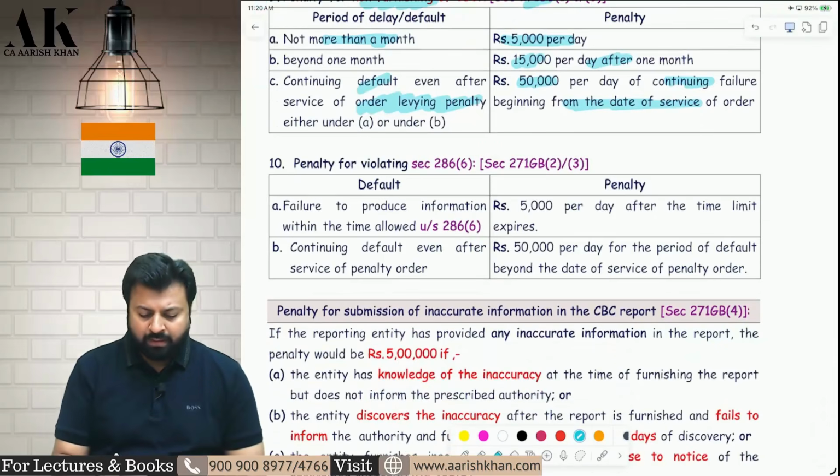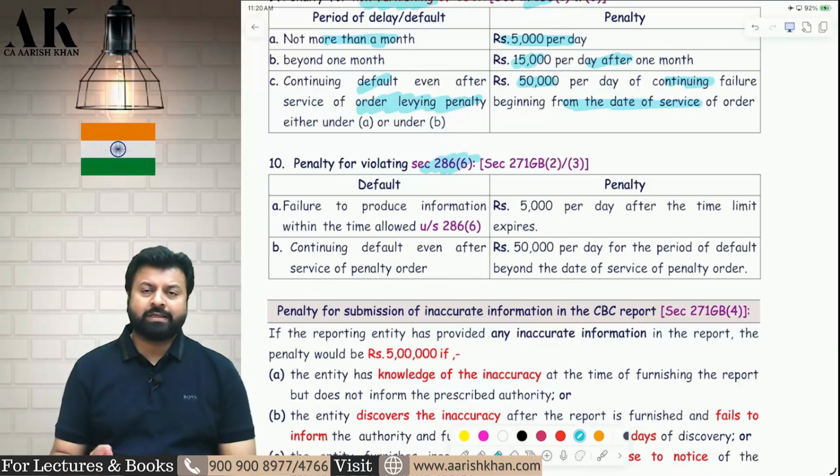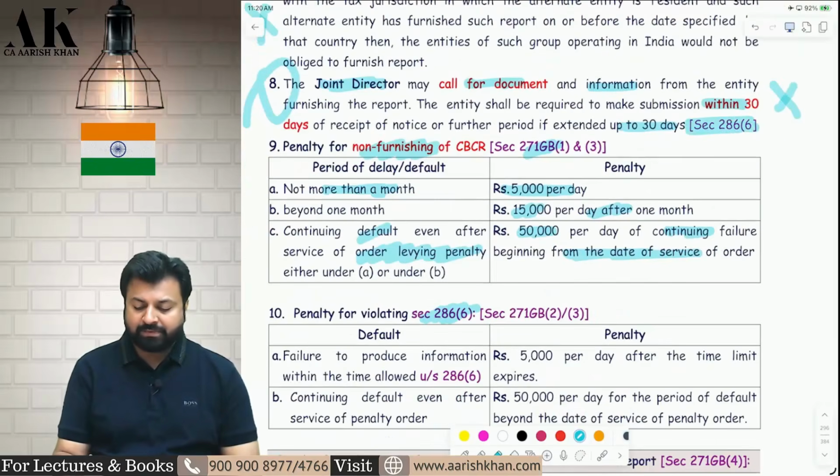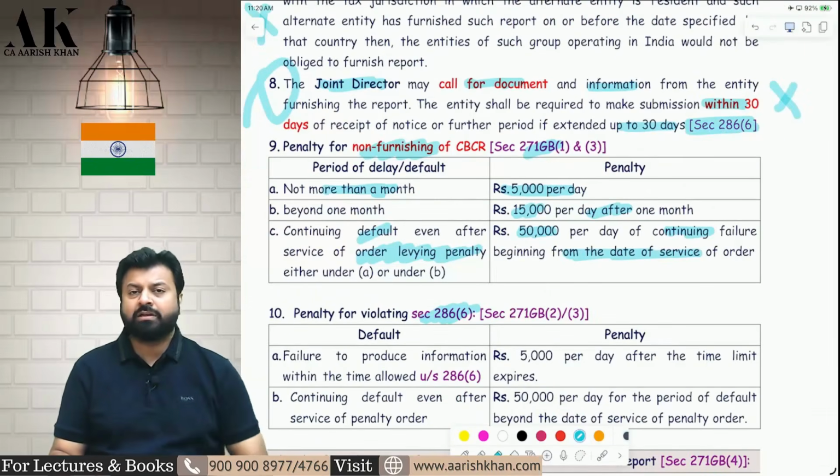Next, penalty for violating 286 subsection 6. Sir, what is 286 subsection 6? That is the last point which is mentioned over here, point number 8. That is why I have mentioned the subsection over here. That is, the joint director asks for the information, asks for the documents.